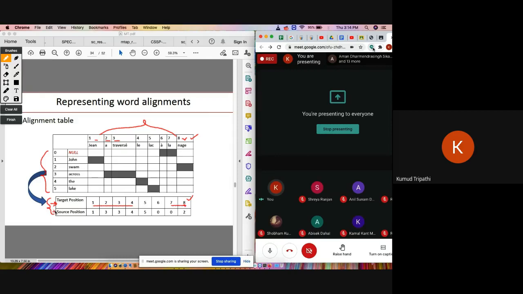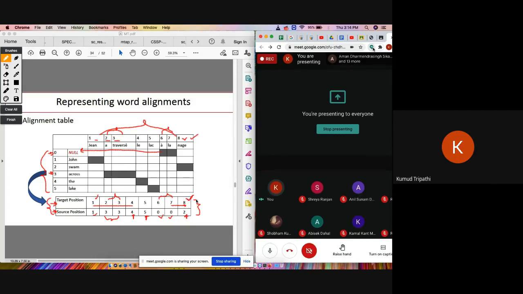Now the second row represents source position. So this vector represents word alignment. The first word in the target language is aligned with the first word in the source language. Now the second and third words in the target language, where are they aligned? They are aligned with the third word in the source language. Similarly here, one-to-one mapping, one-to-one mapping, and these two words, 6 and 7, where are they aligned? With the null one, so that's why it is 0. They are aligned with the 0th word. And the 8th, or last, word in the target language is aligned with the second word in the source language. So this is very important.